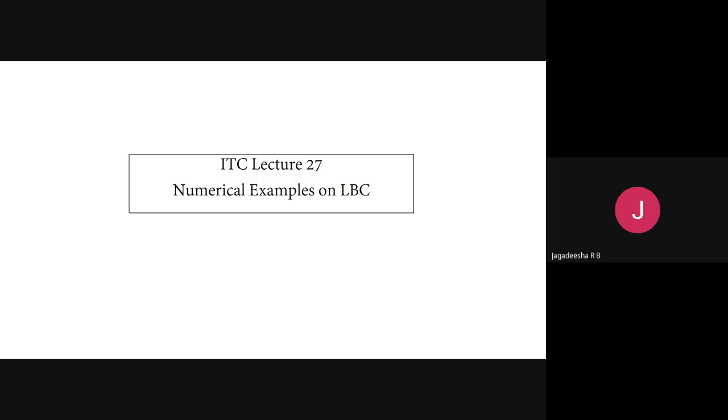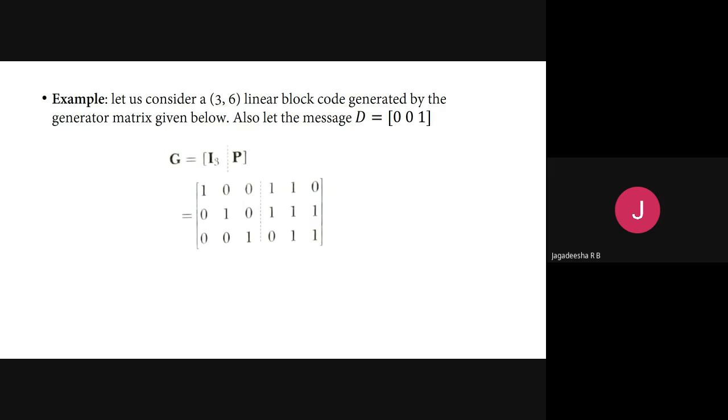That's the theory we saw: how to calculate the syndrome vector, how to encode the data, how to generate the code word, and so on, at the receiver as well as the transmitter. So we will see an example today. That gives us a better understanding of all these theoretical concepts. So let us begin with that example here.